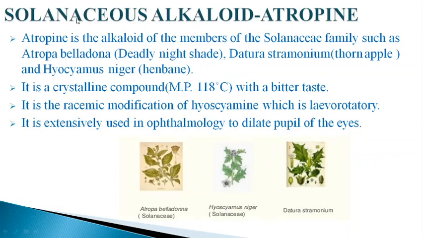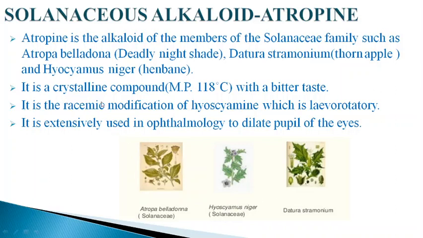Atropine also belongs to the Solanaceae class or Solanaceous alkaloids according to one of the classifications, because it is an alkaloid of members of the Solanaceae family such as Atropa belladonna, Hyoscyamus niger, Datura stramonium.